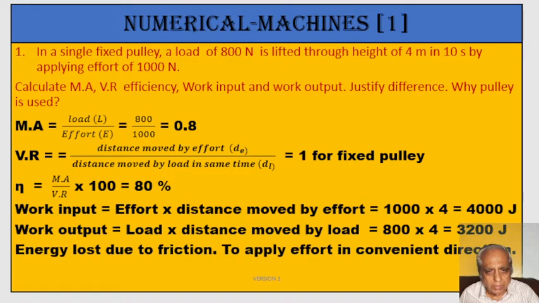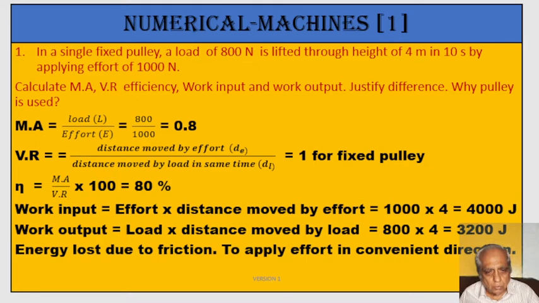Mechanical advantage is equal to load upon effort. Velocity ratio is distance moved by effort upon distance moved by load in the same time. Efficiency is mechanical advantage upon velocity ratio. Work input is equal to effort multiplied by distance moved by effort, and work output is equal to load multiplied by distance moved by load.